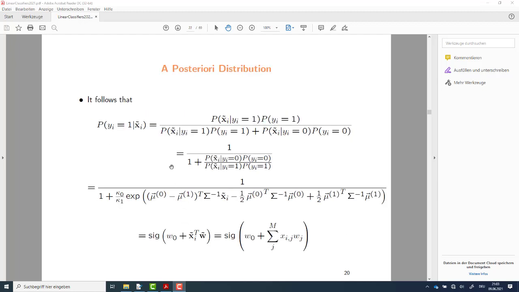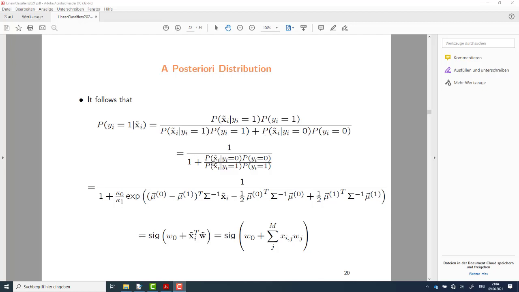Because now we are interested in the a posteriori distribution. So for example, the probability that y equals 1 given x tilde. And by Bayes' formula, we know it's p of x given y times p of y, divided by the sum of these two terms for the different assignments to the classes. And then we divide this expression simply by the numerator. Then we're left with a 1 here. This divided by this gives the 1.